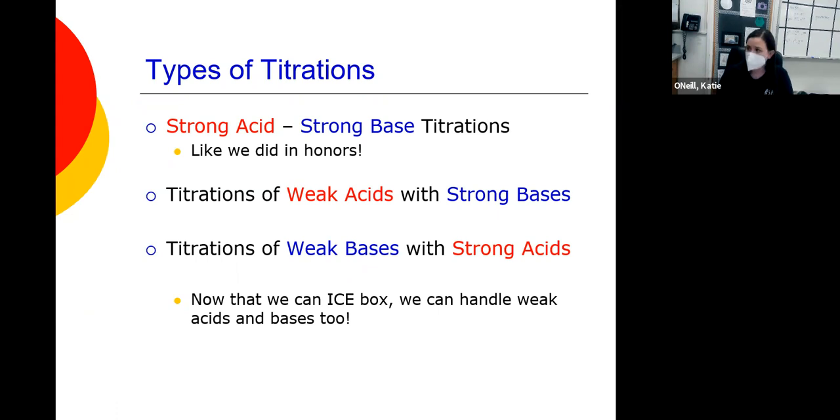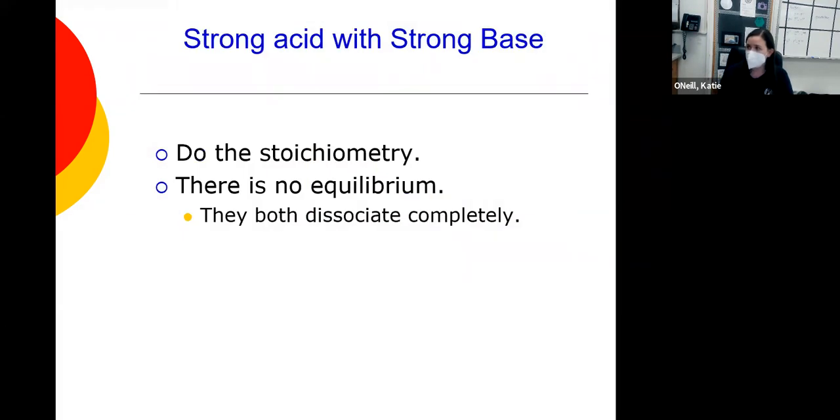So let's take a look at some details here. Strong acid and strong base. Very straightforward. Just do the stoichiometry. You can use the normality shortcut if they're not asking for, like, remember in Unit 1B, they would ask for moles along the way. It was like a 3-step question. So if they're not asking for that, then you can use the normality shortcut because there is no equilibrium. It's just complete dissociation.